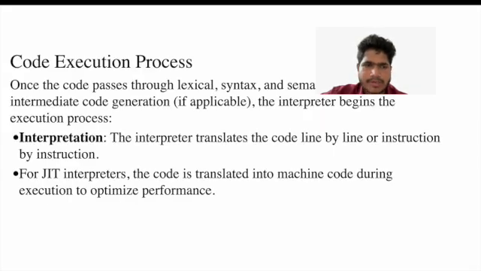Code execution process. Once the code passes through lexical, syntax and semantic analysis and intermediate code generation, the interpreter begins the execution process. Interpretation means the interpreter translates the code line by line or instruction by instruction. For a JIT interpreter, the code is translated into machine code during execution to optimize performance.